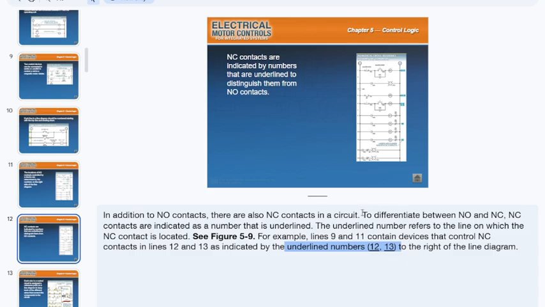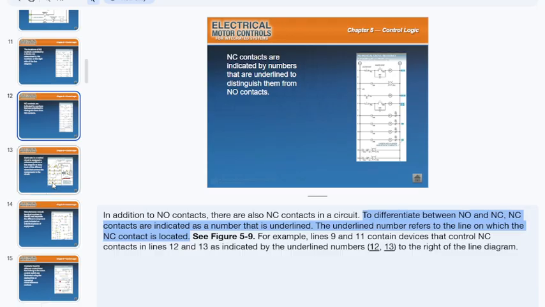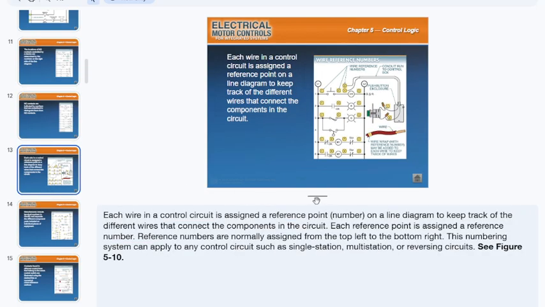All right, so if you wanted to highlight something here, I would highlight to differentiate between normally open and normally closed: normally closed contacts are indicated as a number that is underlined. And I would even add this next one as well: the underlined number refers to the line on which the normally closed contact is located. All right, little bitty extras. I don't think we use them as much, as far as me needing to know that about it, but okay.